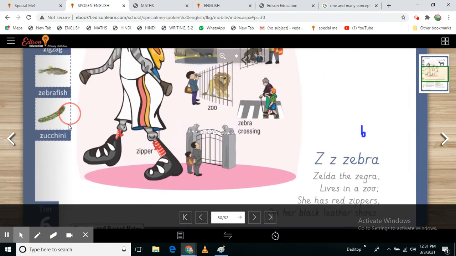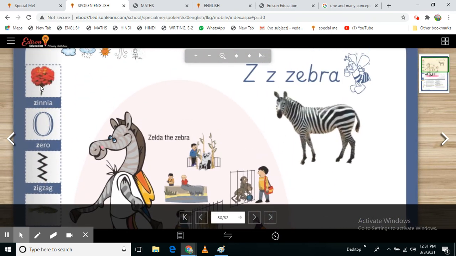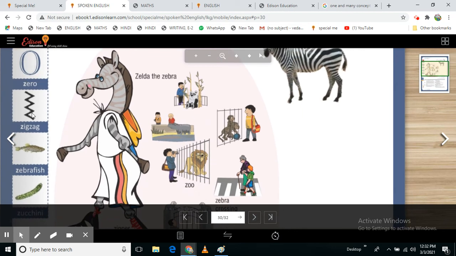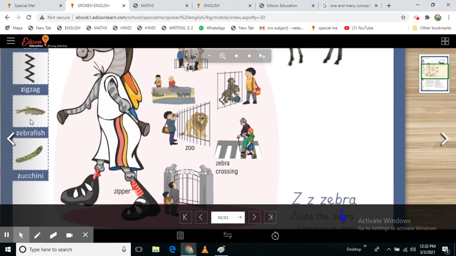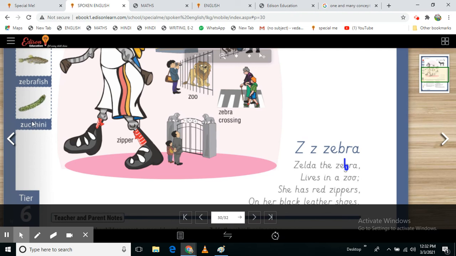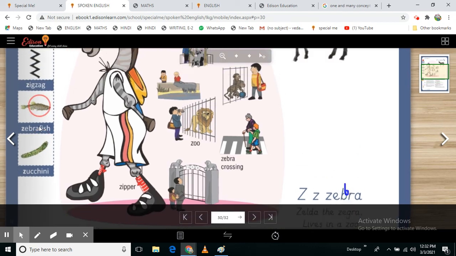Okay, let's make the sentence. Okay, this is a zinnia. This is a zinnia. And that is a zero. That is a zero. It is a zigzag. It is a zigzag. I have a zebra fish. I have a zebra fish, right? I like a zucchini. Okay, zucchini, zucchini. I like a zucchini.